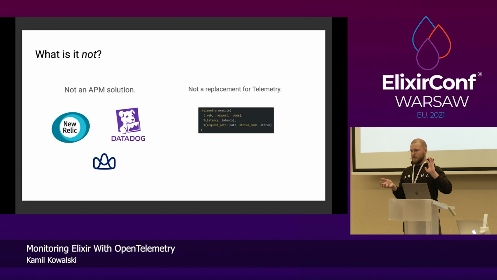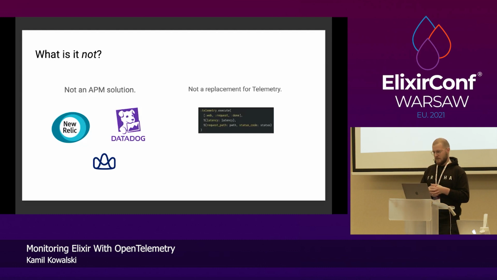So OpenTelemetry is not an APM solution because it doesn't provide any way to visualize the data. It's just a standard of getting that data, aggregating it, transforming, sending it over, and it just standardizes it across languages. It's not a tool that you can visualize the data in. You need another tool for that. So it will not solve that.